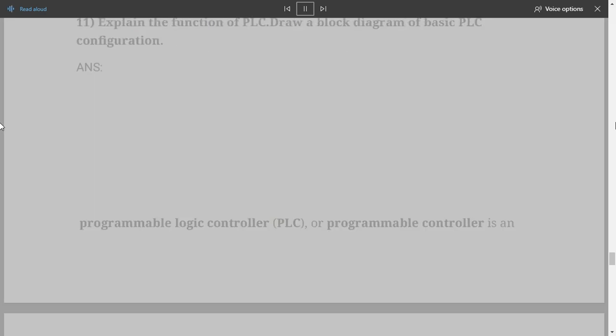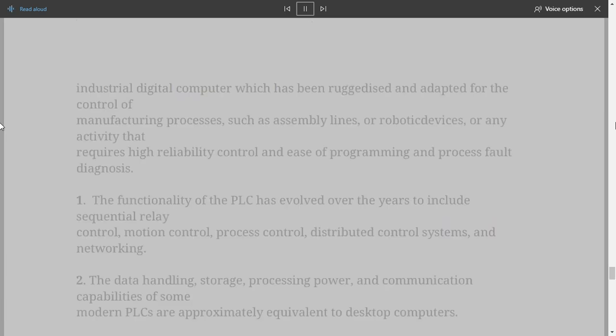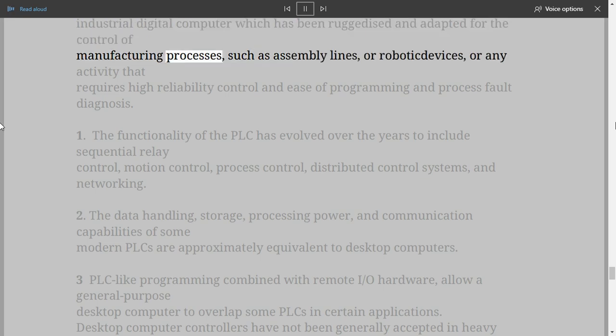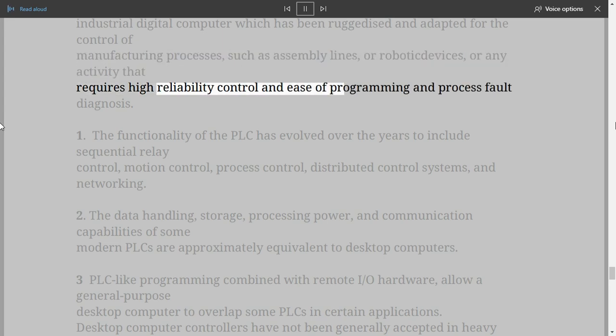11. Explain the function of PLC. Draw a block diagram of basic PLC configuration. ANS. Programmable Logic Controller, PLC, or Programmable Controller is an industrial digital computer, which has been ruggedized and adapted for the control of manufacturing processes, such as assembly lines, or robotic devices, or any activity that requires high reliability control and ease of programming and process fault diagnosis.